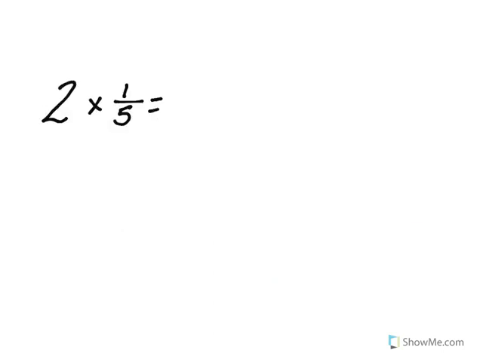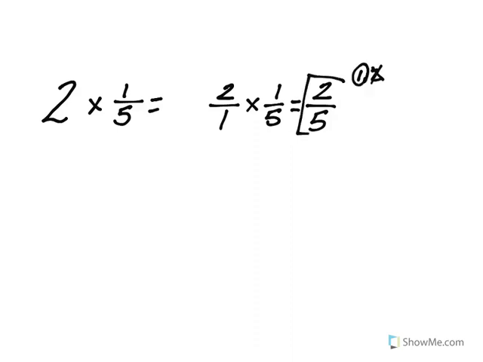Let's take a look at the next problem. Here I put the whole number in front, and that's fine. We're going to put that 2 over a 1. We're going to multiply it times 1/5, and 2 times 1 is 2. 1 times 5 is 5. Factors of 2 are 1 and 2. 5 is not divisible by 2, so the greatest common factor is 1, which means 2 fifths is my final answer in simplest form.